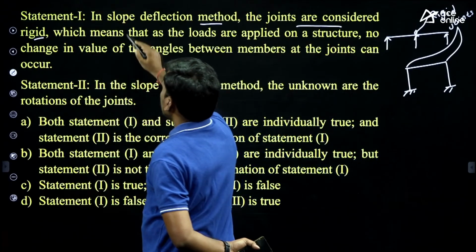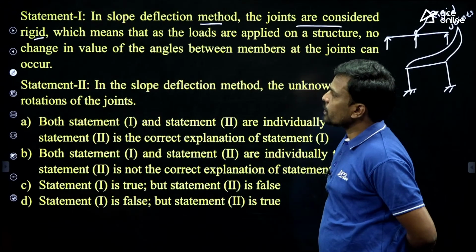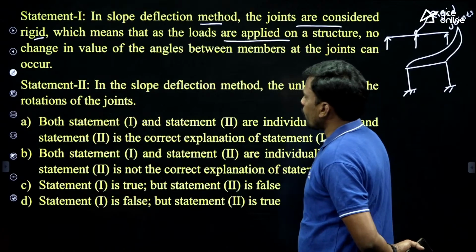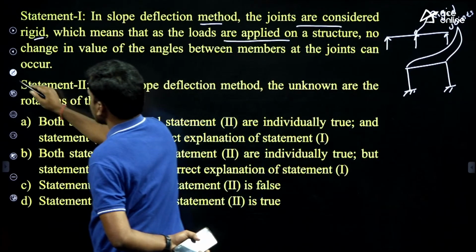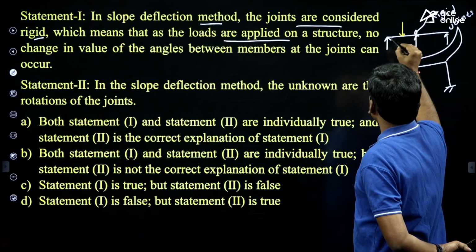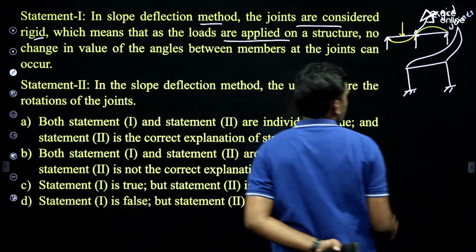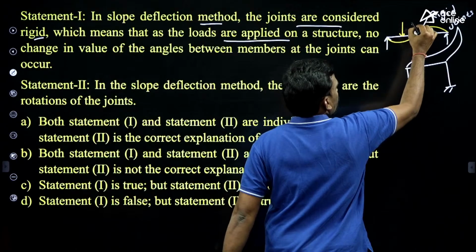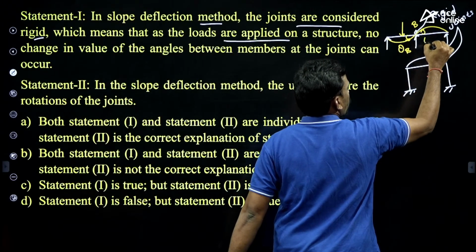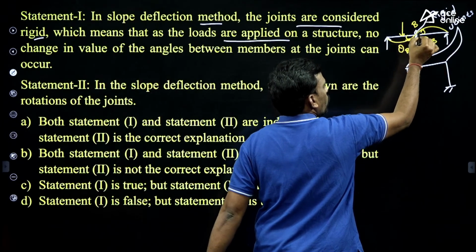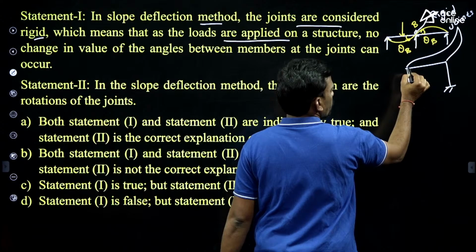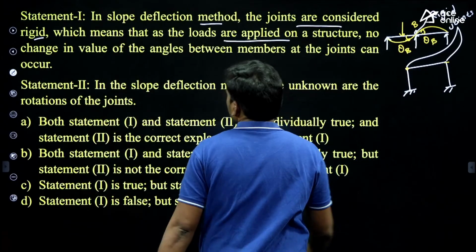In slope deflection method, the joints are considered rigid, which means that when loads are applied on a structure, there is no change in the angle between the members at the joint. Students, I told you, at a rigid joint, if I apply load, it will deflect like this. This is the rotation at B, this is also the rotation at B. At a rigid joint, the rotation of both members is the same, in the same direction, right? Here also this is a rigid joint. So statement 1 is correct.